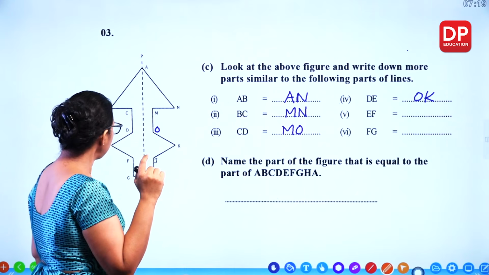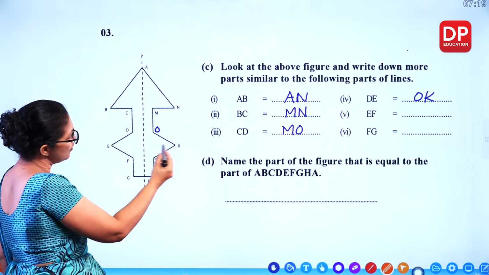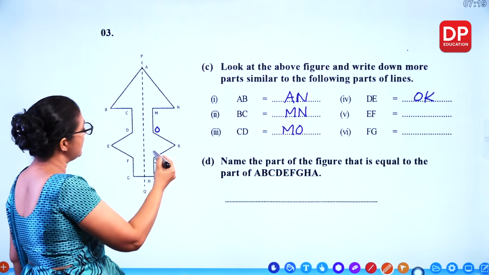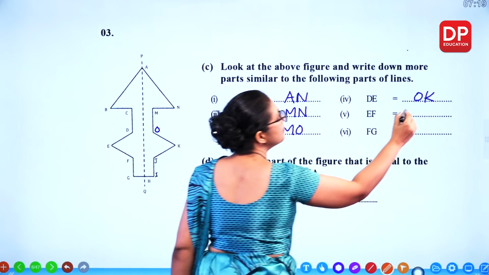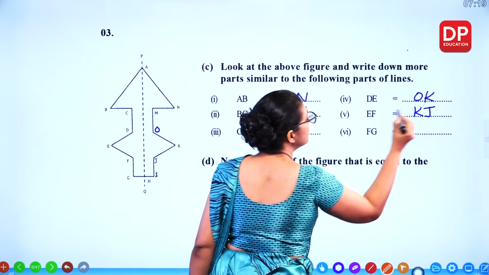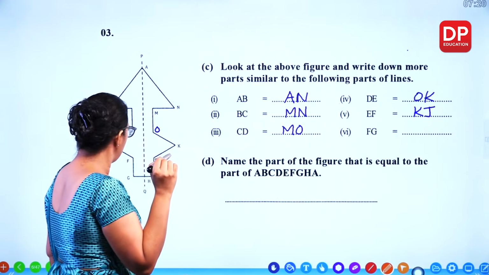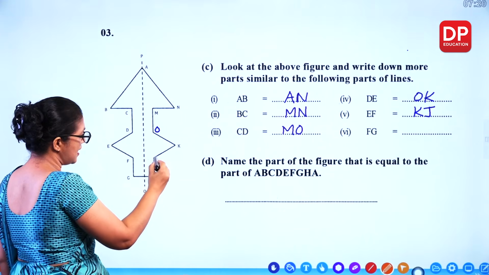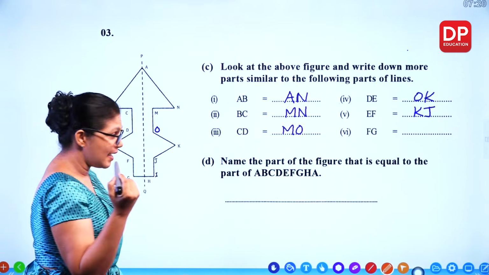EF, this line. So that's same as KJ. FG is this vertical line, that's like JI.